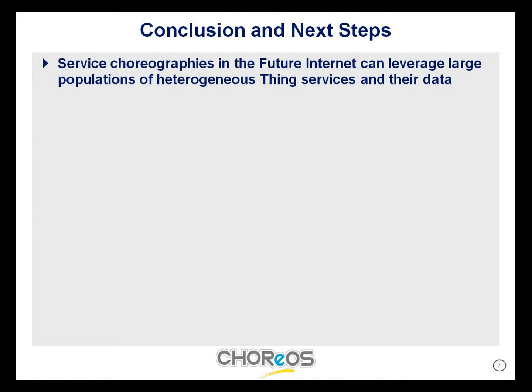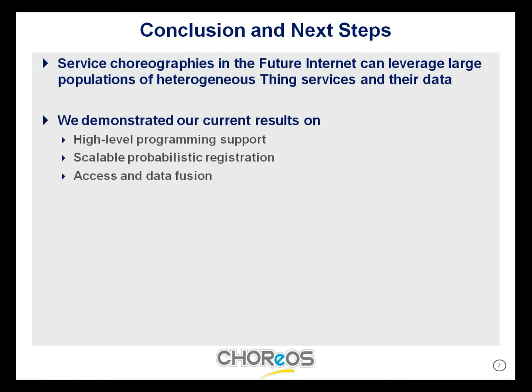Concluding, we point out again our belief in CHOREOS that service choreographies in the future internet can leverage large populations of heterogeneous thing services and their data. This demonstration has helped to show our current results on high-level macro-programming support for heterogeneous things, scalable probabilistic registration dealing with large number of things, and finally, access to and fusion of the data.